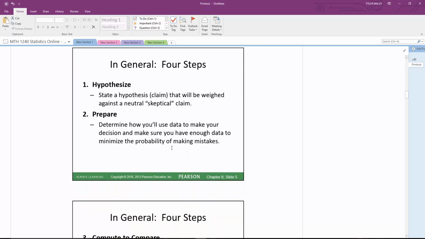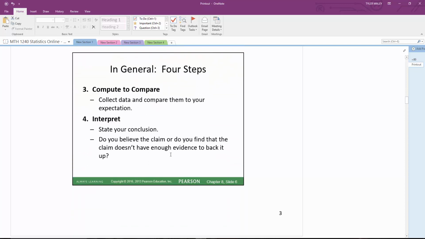In general, the textbook suggests that there are 4 steps involved with hypothesis testing. The first step is to hypothesize. So you're going to state a hypothesis, which is a claim that will be weighed against a neutral skeptical claim, right? Step 2 is to prepare. You need to determine how you'll use data to make your decision and make sure you have enough data to minimize the probability of making mistakes.